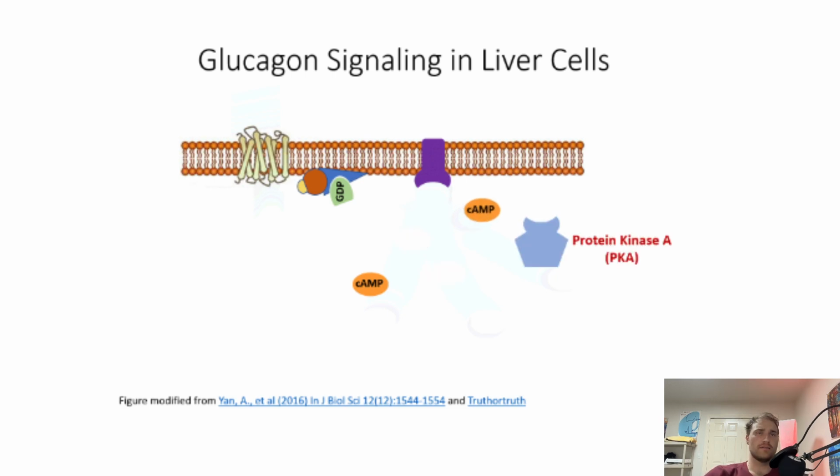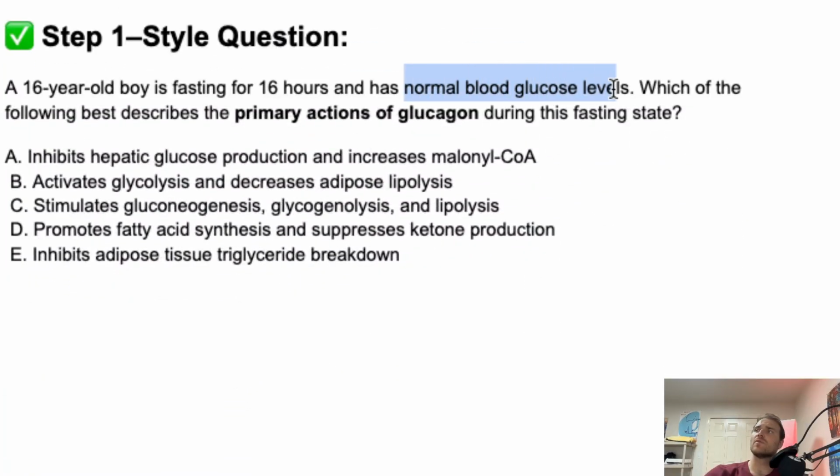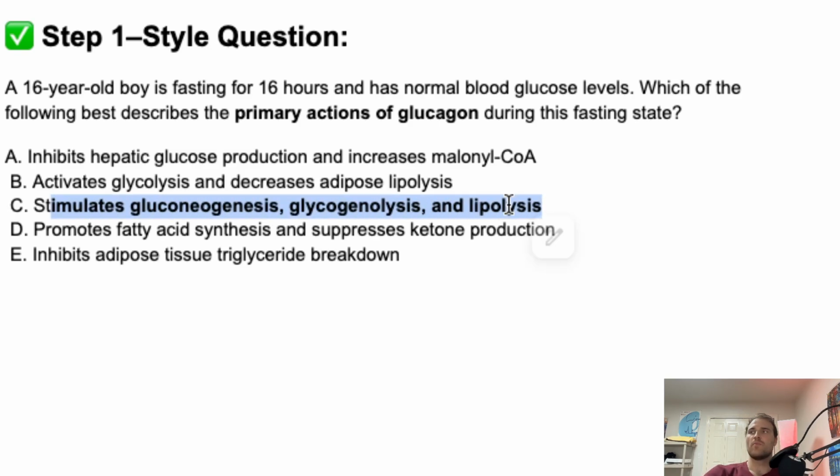So glucagon, well, let's do a practice question. A 16-year-old boy is fasting 16 hours, normal blood glucose. Which of the following best describes the primary actions of glucagon during his fasting state? So the correct answer is going to be, oh no, the glucose is gone, stimulate gluconeogenesis. That's what it does. Okay, so boom, that's a correct answer.